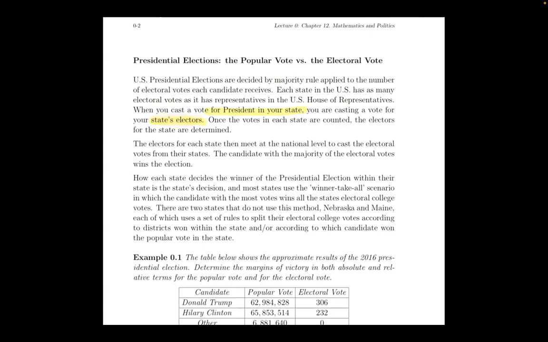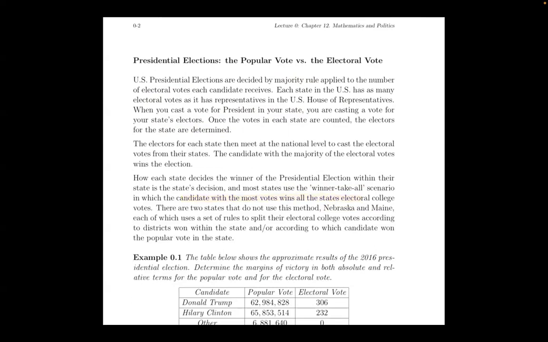So once the votes in each state are counted, the electors for the state are determined. So each state has a decision as to how they're going to determine who wins the state's electoral votes. Most states use a winner-take-all method, and this is mentioned down here. A couple of states do things that are slightly different. Nebraska and Maine have ways of breaking up their electoral college votes among their districts, but for the most part, the other 48 states use the winner-take-all method. In other words, the candidate who has the most votes within the state receives all that state's electoral college votes.